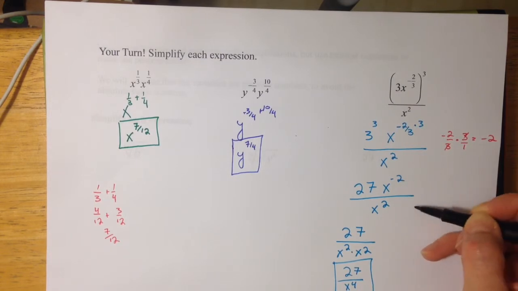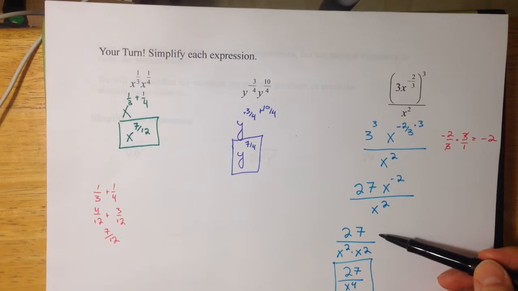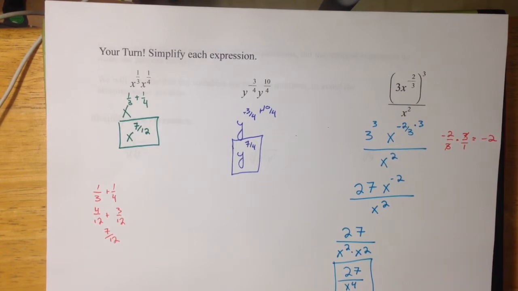Now I'd like to deal with that negative exponent on the x to the -2. I can move it downstairs in the fraction to turn that into a positive exponent. Now I have 27 over x squared that was there originally, and the x squared that used to be on top, but is downstairs now. X squared times x squared is x to the 4th. So my final answer is 27 over x to the 4th.